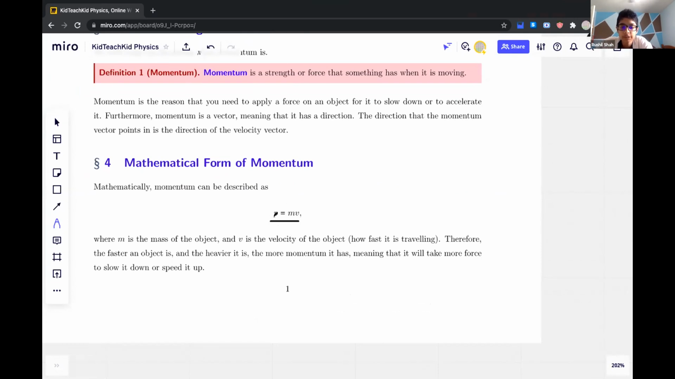So momentum is equal to the mass of the object times its velocity, so how fast it's traveling. All this equation is telling us is the faster an object is traveling, the more momentum it has. Or the heavier the object is, the more momentum it has. This means that it will take more force to slow down or speed up the object since it has a higher momentum.